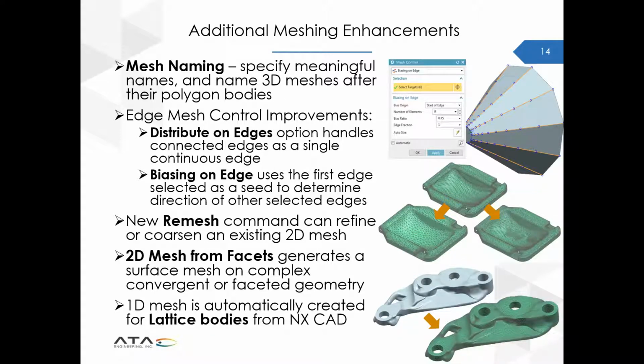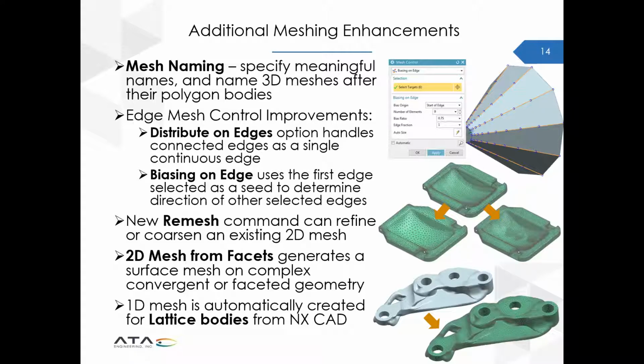The first I'll point out is when you are doing a number on edge mesh control, there is a new distribute on edges option that will handle connected edges like a single continuous edge. So imagine if you're doing a mapped mesh and on one side of your face, you have a few different edges that make up that side. Now, instead of having to count and guess about how many elements you need on each little individual edge making up the larger side, you can just select all of those edges, and if they're continuous, it'll take care of distribution between the edges for you.